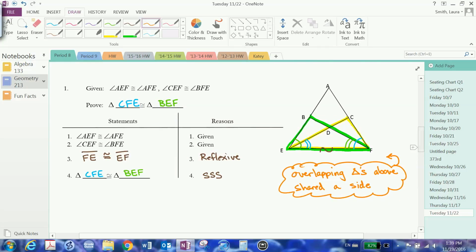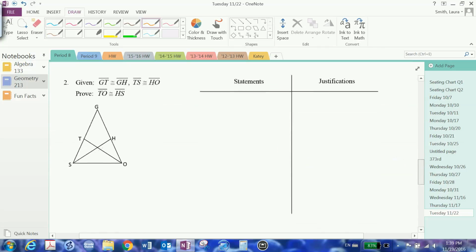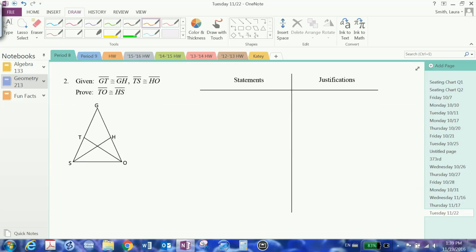All right, so let's keep going. Looking at number 2. Oh, see that diagram again? That looks familiar. That looks a lot like the diagram we just had. Yep. Do you see the bow tie triangles? You see these overlapping triangles?